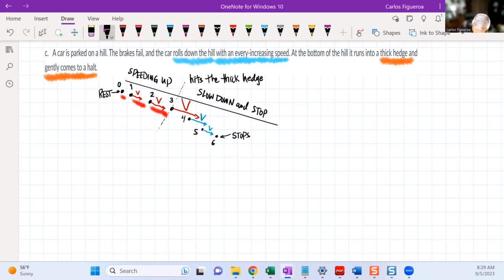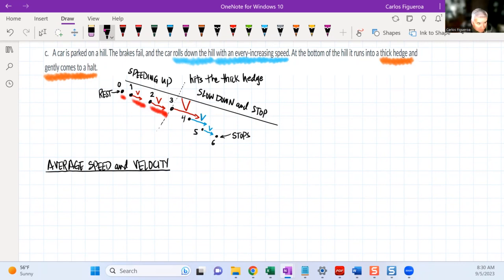So the next thing that I want to talk about here is average speed and velocity. So we need to be careful how we talk about our words here.